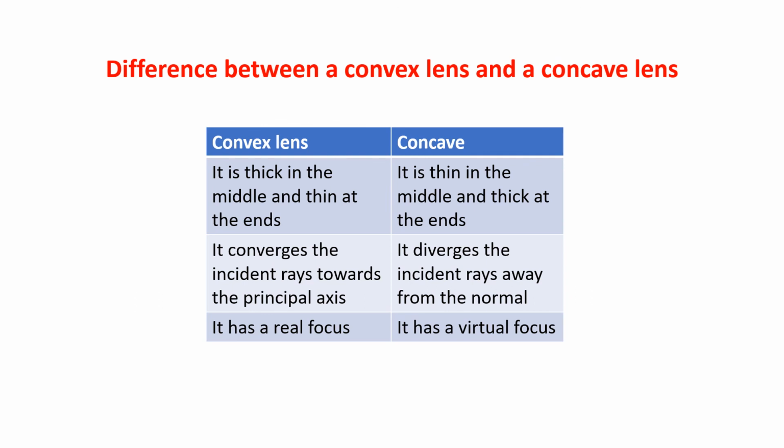Difference between a convex and a concave lens. A convex lens is thick in the middle and thin at the ends. A concave lens is thin in the middle and thick at the ends. A convex lens converges the incident rays towards the principal axis, and a concave lens diverges the incident rays away from the axis. A convex lens has a real focus, a concave lens has a virtual focus.